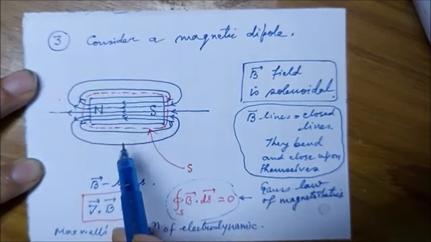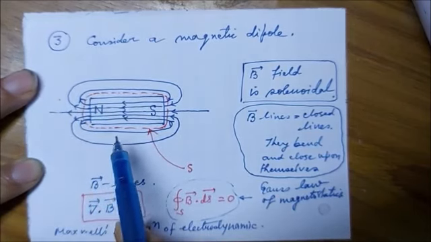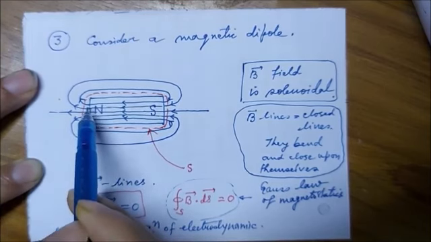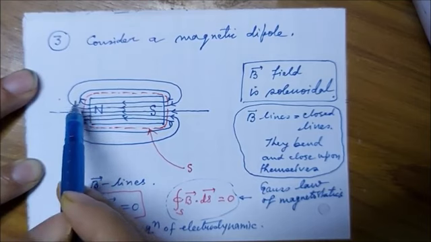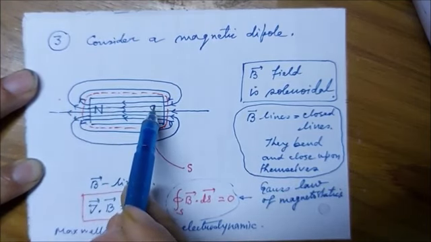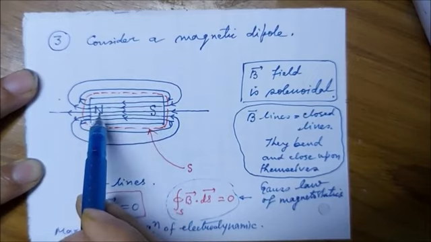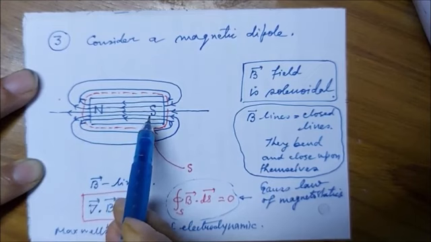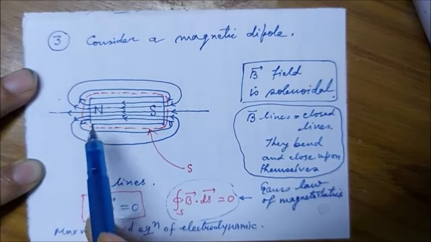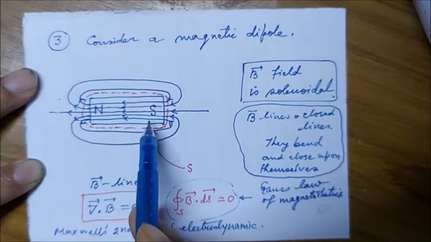An important point follows from this discussion, that we cannot isolate a North Pole. Whenever the B lines emit from the North Pole, it bends and it searches for the South Pole. So North Pole cannot stay isolated. The same is true for the South Pole also. So divergence B equal to 0 indicates non-existence of isolated North Pole or isolated South Pole.